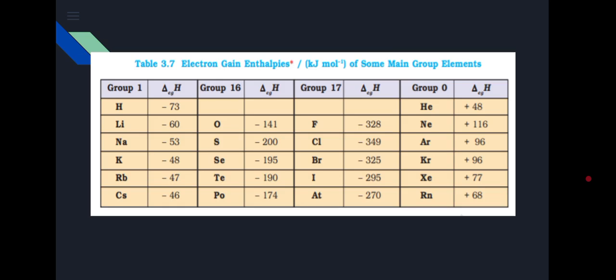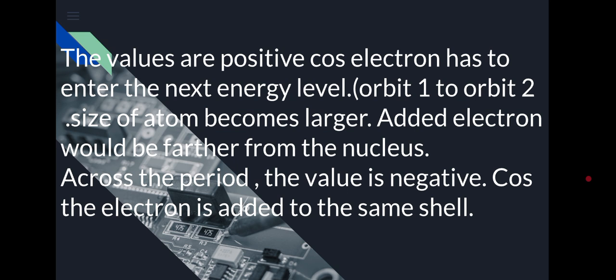You can observe here, except for some anomalous cases like sulfur and chlorine, in the others the value is getting decreased. If you observe group 17: 328, 325, 295, 270. Similarly for group 1: minus 73, minus 60, 53, 48, 47, 46. Okay, so the values go on decreasing down the group. Whereas across the period, you can observe lithium, oxygen, fluorine. Lithium is 60, oxygen 141, fluorine is 328. Okay, so this way the values are increasing.